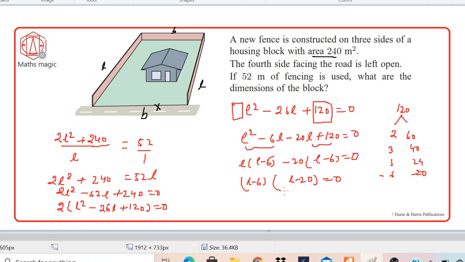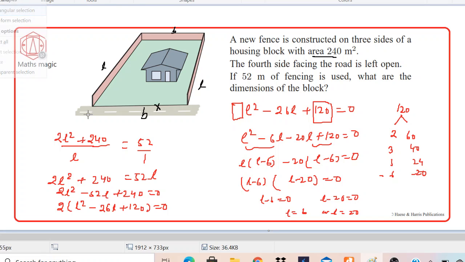Now you can apply the null factor law. If you apply the null factor law, you get L minus 6 is equal to 0 and L minus 20 is equal to 0. So we get two possible answers: L is equal to 6 or L is equal to 20. So we have to find the corresponding width also.